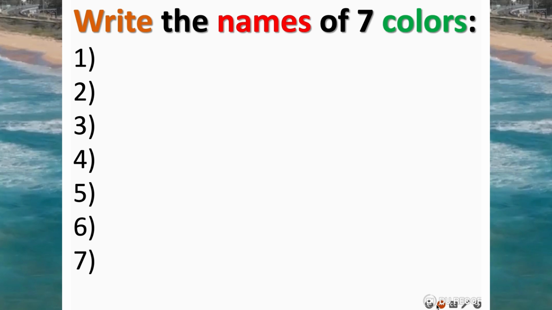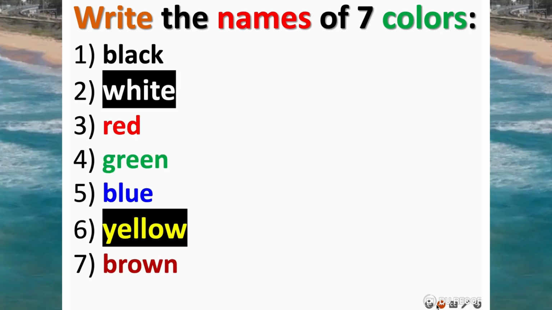Write the names of 7 colors. So here we have different answers. I give you one possible way of saying the 7 colors. Let's see the answers. So the first color is black, and the second color is white. Black and white, they call them the kings of colors.